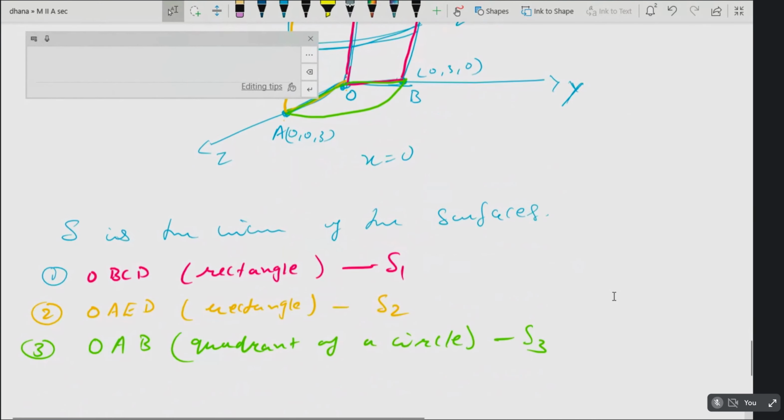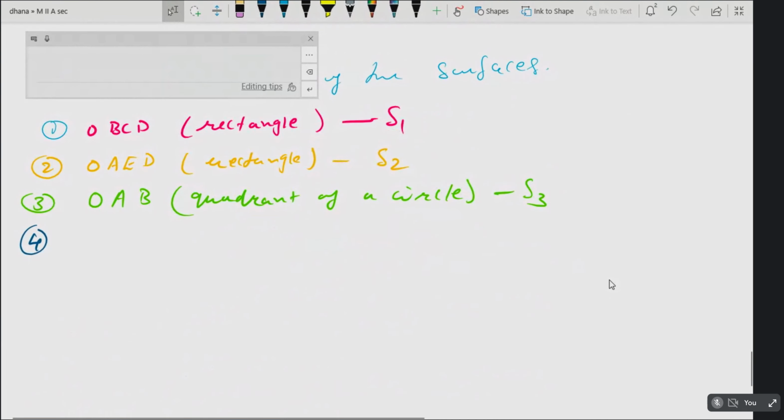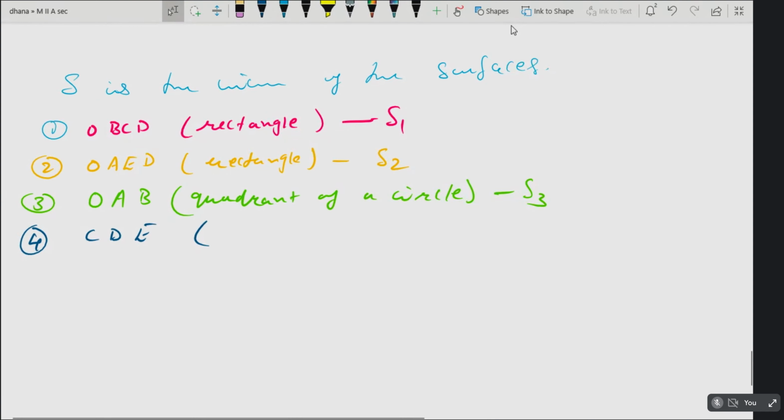Okay, why it came from. So that is the next one. Just a second. C, D, E. And what is this thing CDE? Tell me. Quadrant of a circle. That is also a quadrant of a circle only. But on the plane, it is also a quadrant of a circle. On the plane, x is equal to 2. Okay, that is my S4.